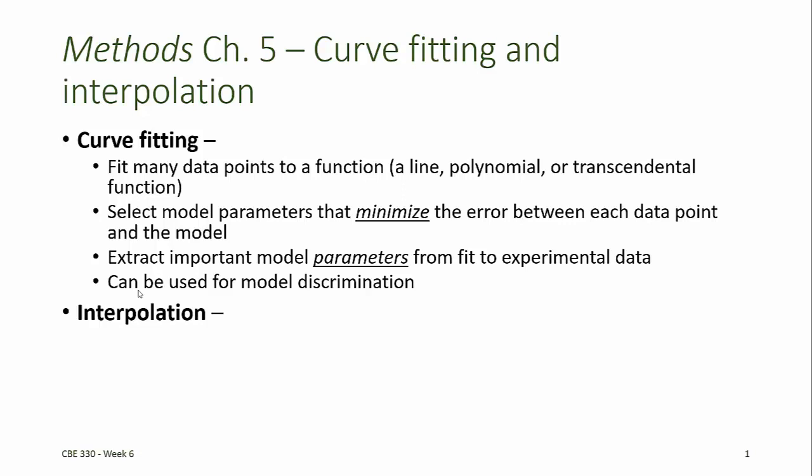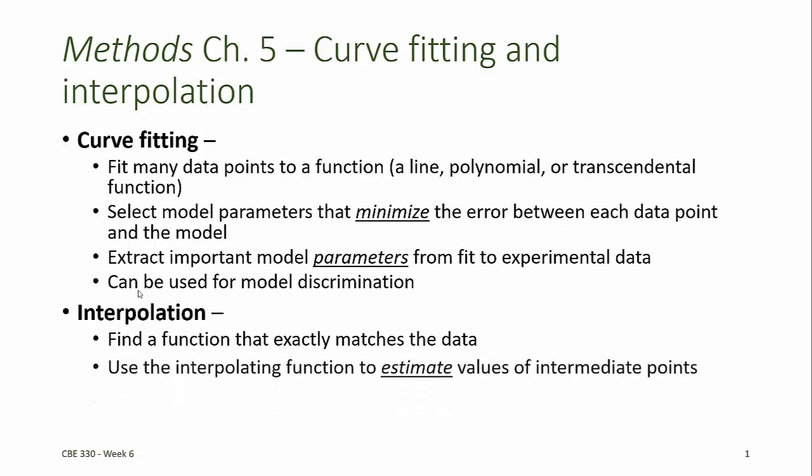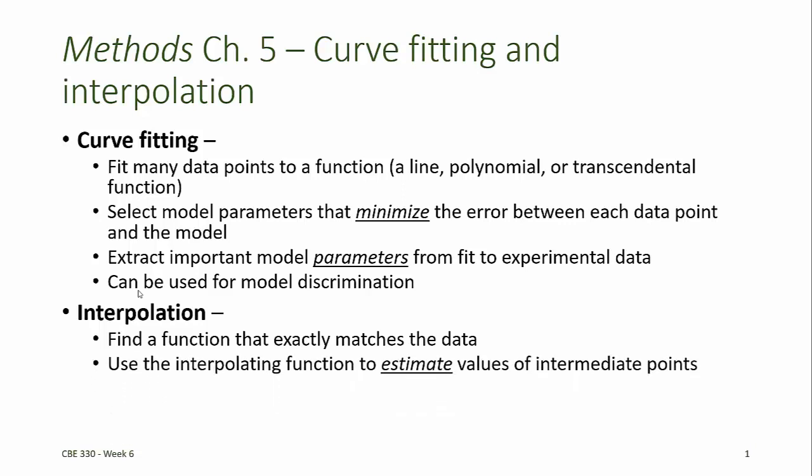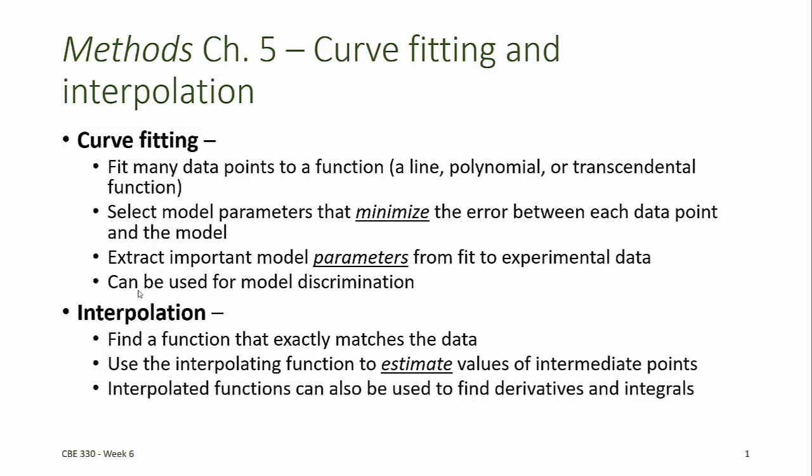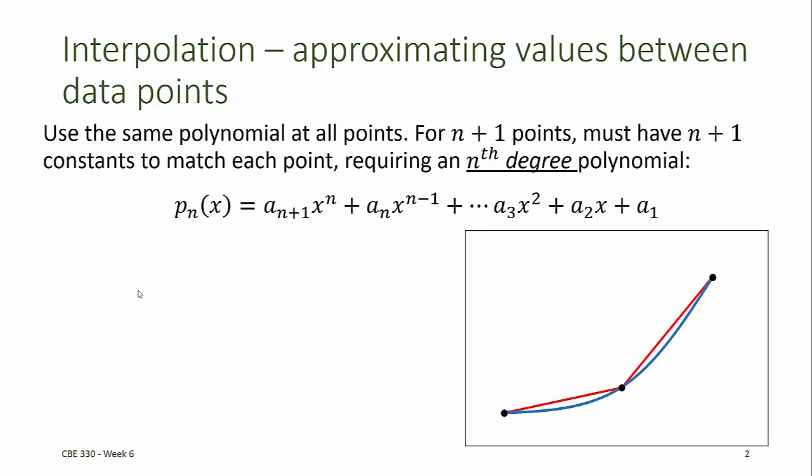In this lecture, we'll focus on the methods of interpolation that are introduced in Chapter 5 of the methods text. Interpolation methods find a function that exactly matches the data points and then uses that function to estimate values at intermediate points. Interpolated functions will also be used later in the semester when we numerically calculate derivatives and integrals of datasets. Interpolating can be approached in one of two ways. The first way is to find a polynomial or some other function that exactly matches all of the data points in a dataset. That is, the same polynomial is used for all of the data points.